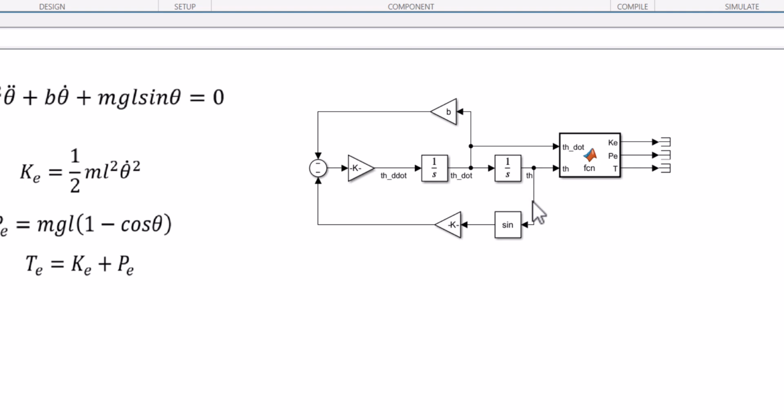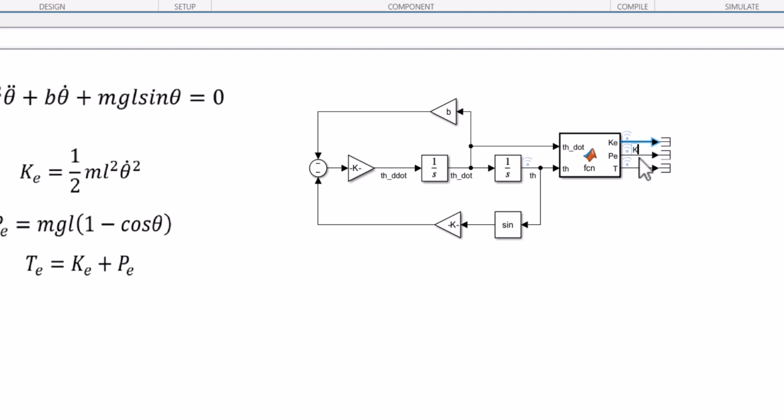And for the data inspector to show all these signals, which I need, this theta. So I'm clicking on this signal and I'm going to log this signal like this. I'm also going to log the kinetic energy, the potential energy, and the total energy. It's better to label these signal wires so that the data inspector shows you the names of these signals.